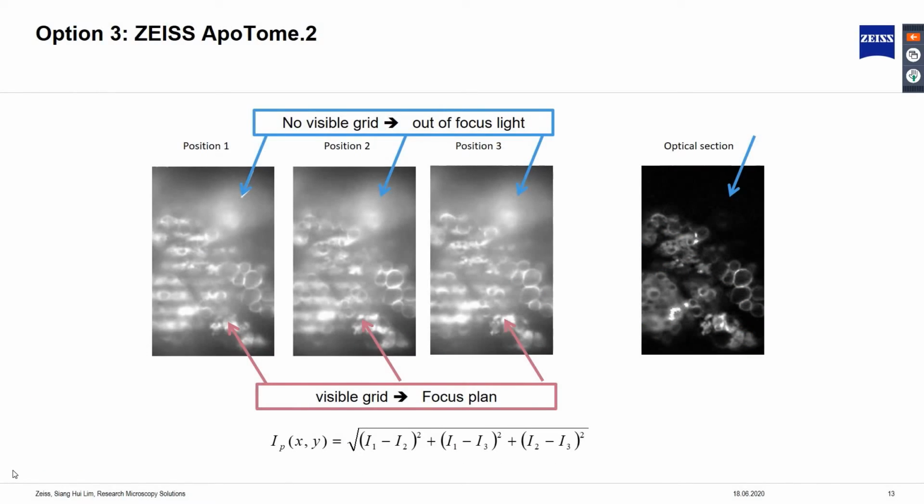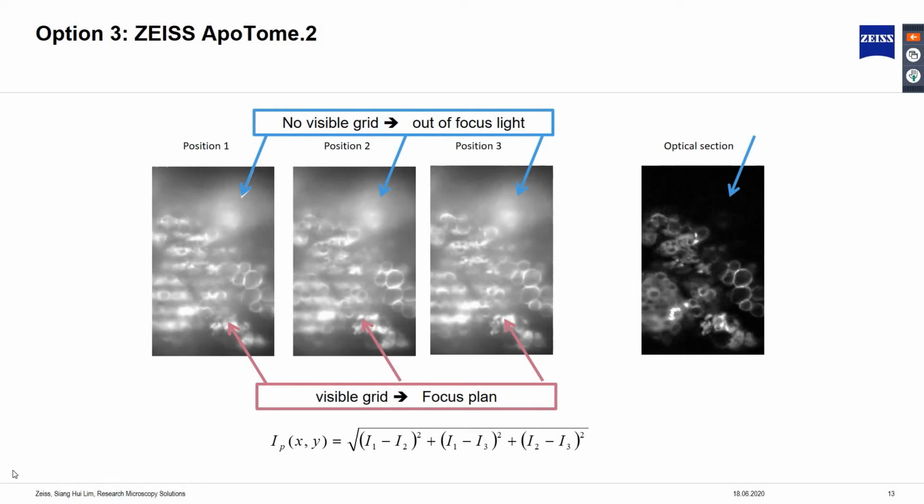For better illustration on the implementation of Apotome, let's look at the set of images here. The projected grid becomes visible in the focal plane as a result of specimen features being excited with the structured light. In regions where dark grid lines are visible, as pointed out here by the red arrows, this means that the underlying specimen is within the focus plane.